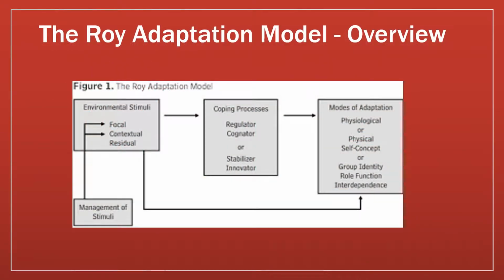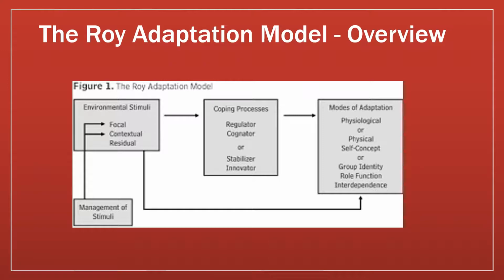An overview of the Roy adaptation model. It is a very large nursing theory that incorporates many different components. First, Roy believes that humans are holistic beings in constant interaction with their environment. Roy categorized environmental stimuli in one of three categories. Focal stimuli is a stimulus in the forefront that captures the person's attention immediately. Contextual stimuli are all the other components related to the focal stimuli, and residual stimuli are factors whose effects are unclear in a situation.